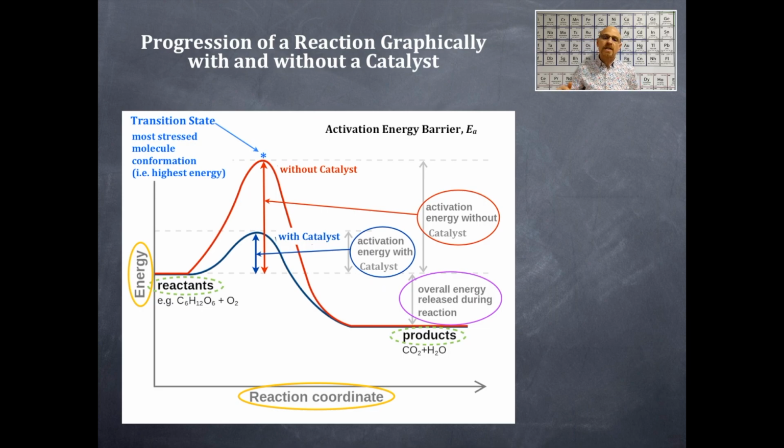The difference between where the products are and where the reactants are is the release of energy, or the absorption of energy if the products are higher than the reactants. But in this case, they are lower, so it's a release of energy. That's because this is an exothermic or heat liberating reaction. Hopefully that makes sense. That's what that line is.